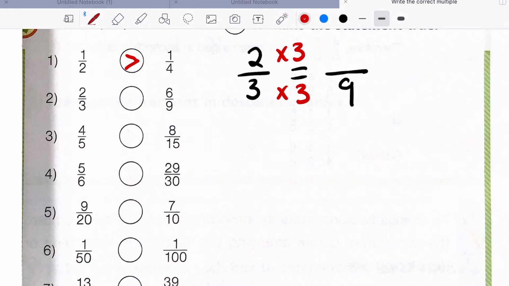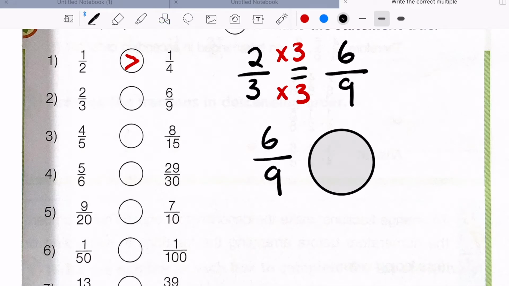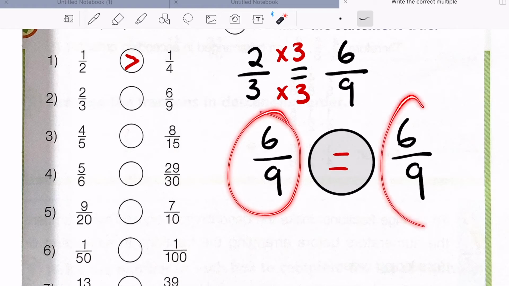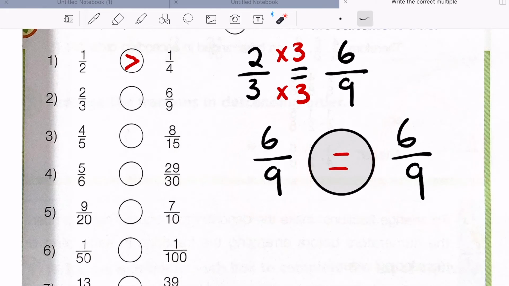So 2 times 3 is equal to 6. So 6/9 compared to 6/9. Because these are the same fraction, we can see it's the exact same fraction. So we're just going to write equal for this one. Very good. That's for number 2. We're going to be writing that.